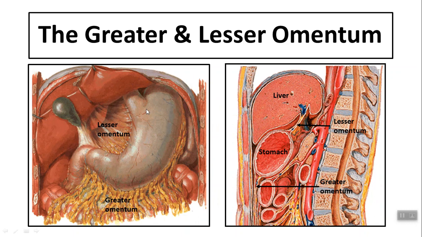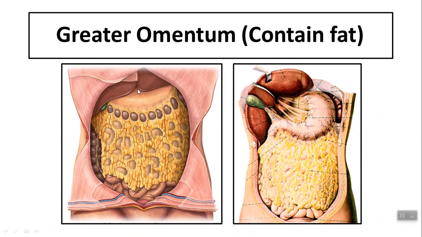The lesser omentum connects the stomach and the liver. Here we can see the lesser omentum suspending the stomach, lesser curvature, and attaching it to the fissure for ligamentum venosum and porta hepatis, while the greater omentum descends down from the greater curvature of the stomach and folds upward to be attached to the transverse mesocolon. We can appreciate from this picture that the greater omentum contains a certain amount of fat.